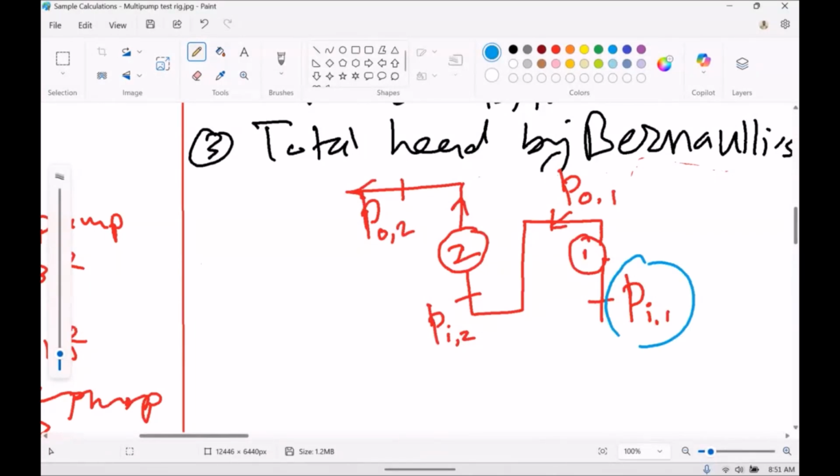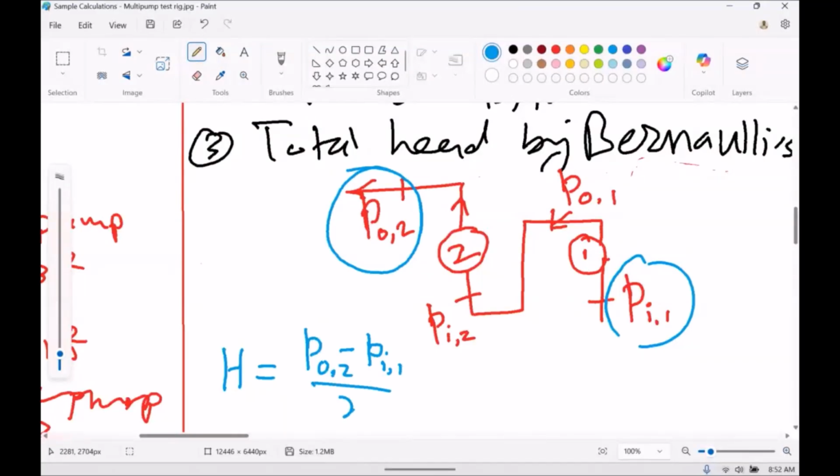This is the main inlet and this is the main outlet. So these two pressures are useless. So this is not used in the calculation. So I can write the equation. The head by Bernoulli's equation is given by Po2, outlet pressure, minus inlet pressure Pi1, divided by gamma, plus velocity, again Vo2 square minus Vi1 square, divided by 2.